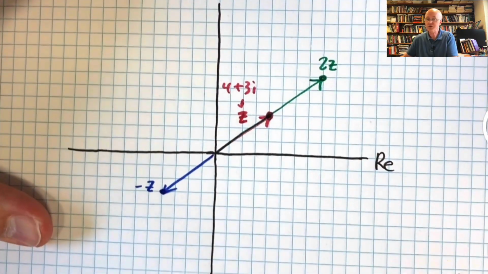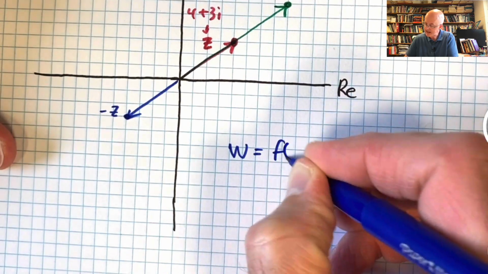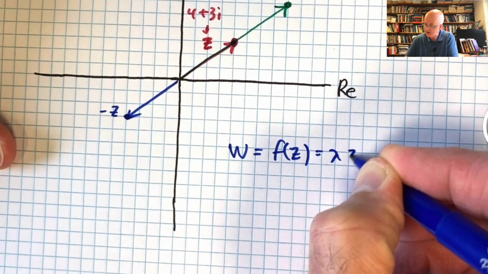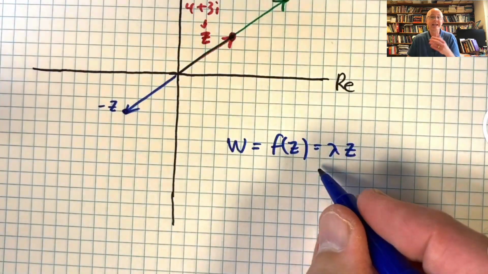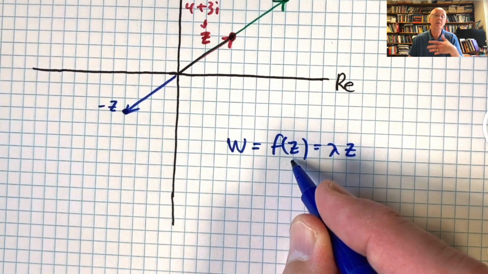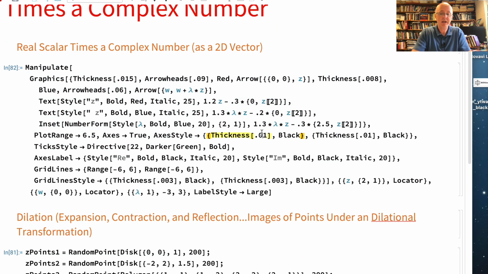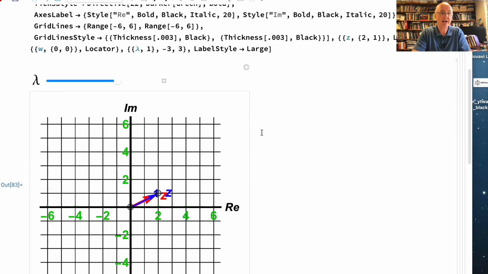We could think of this in terms of a transformation. We could think of w equals f of z as being lambda times z, where lambda is a real scalar, as giving us another kind of function, a complex function of a complex variable that we could think of in terms of mapping properties. And we'll wrap up the video as usual by using Mathematica to illustrate these things, both in terms of rescaling vectors and also in terms of transformations, in this case dilations that can be expansions, contractions, and reflections.